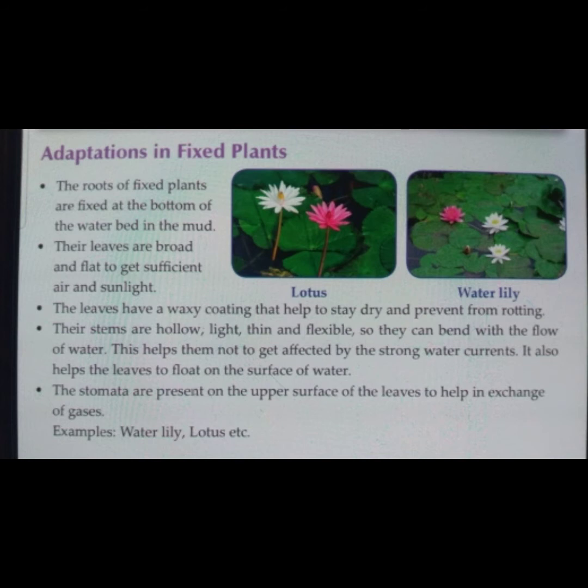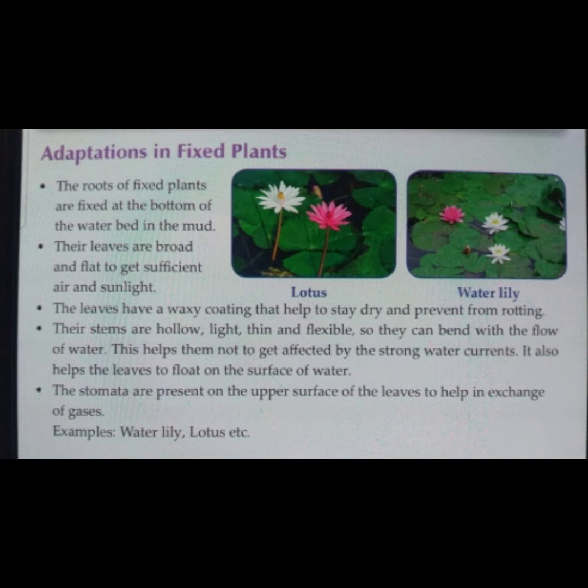Their stems are hollow in nature. Hollow means like your juice straw. They are light, thin and flexible. That is the main advantage. Even if there are strong water currents or waves, they easily bend with the flow of water and again get back to their original position. This helps them not to get affected by strong water currents. It also helps the leaves to float on the surface of water.